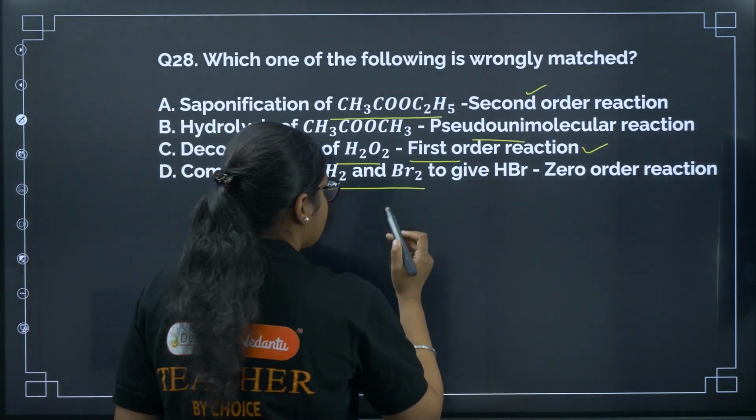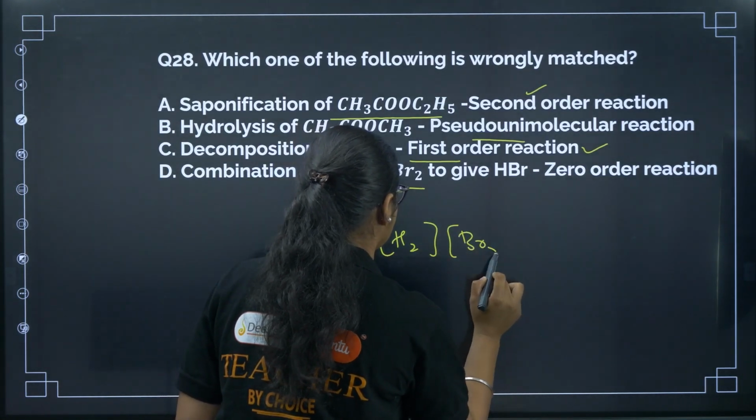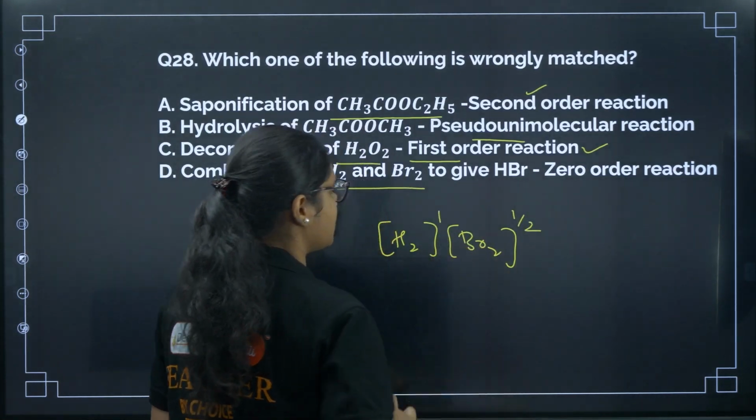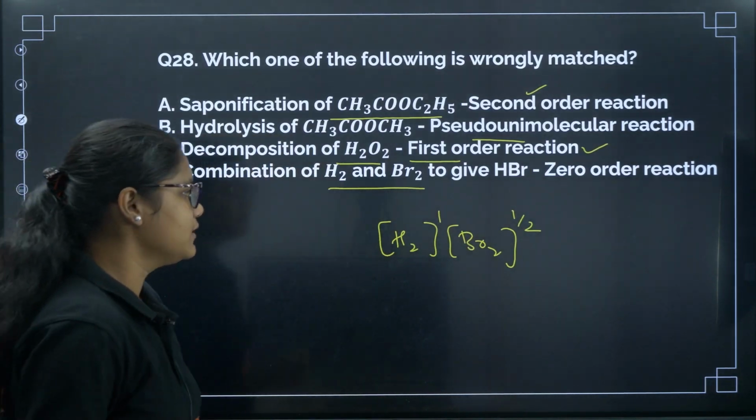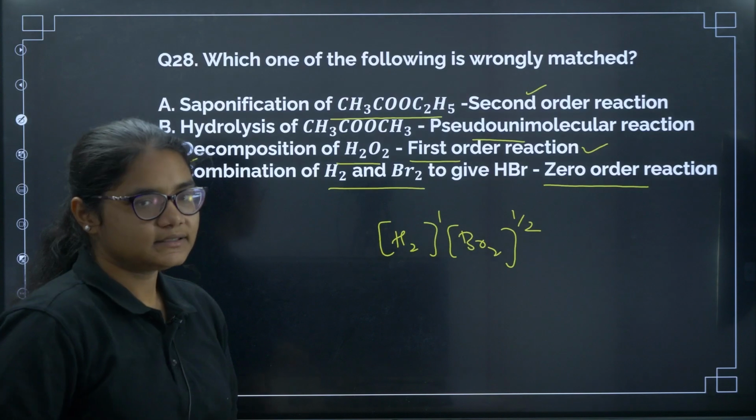Now, if you see H2 and Br2, the order of H2 and Br2 is 3 by 2 or 1.5, right? But here it is given as 0th order reaction. So this statement is wrong.